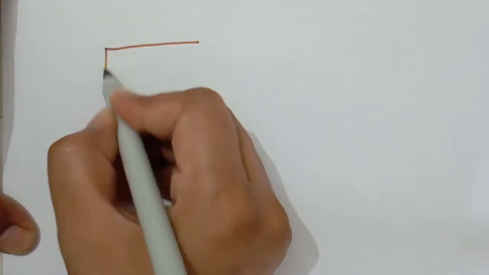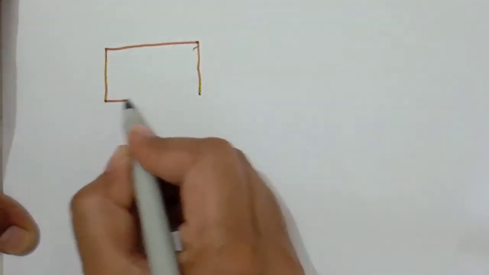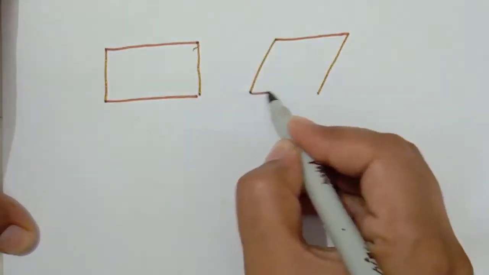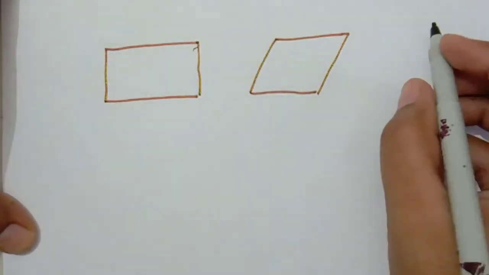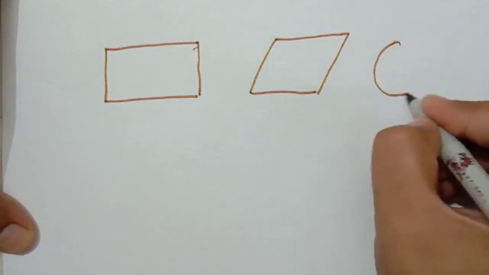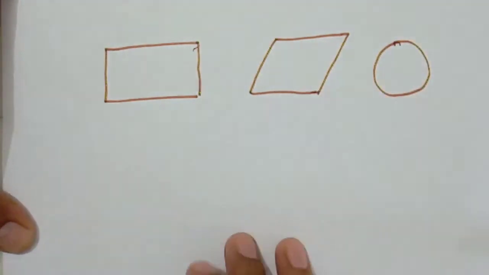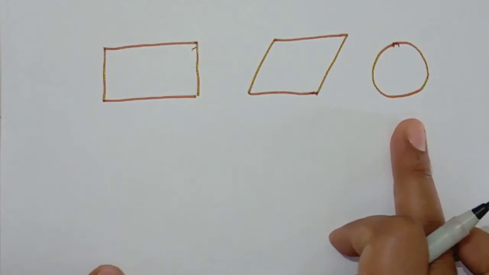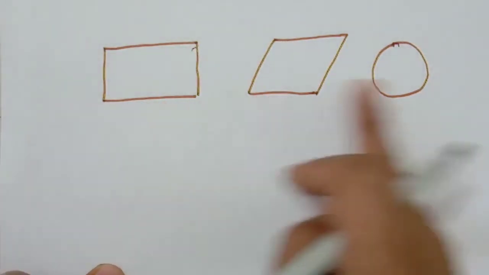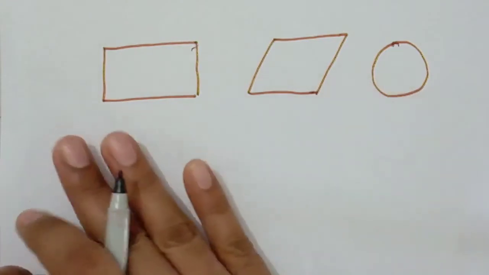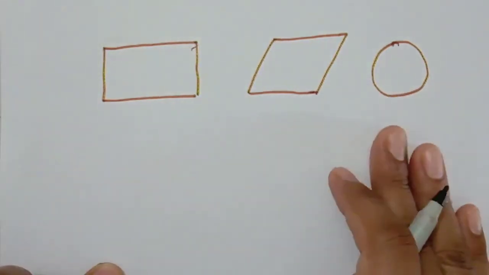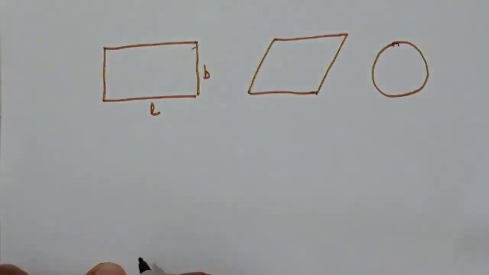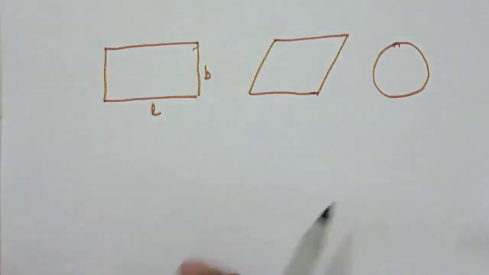So students, today first of all we will start with the introduction. We know that this is a rectangle, this is a parallelogram, and this is our circle. They all three are two-dimensional figures and we call them plane figures because they are present on a simple plane surface. They have only two dimensions, length and breadth.